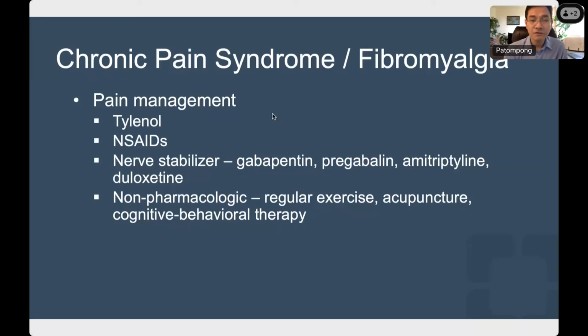I also always encourage my patient to try non-pharmacological therapy. Something like regular exercise can be helpful. Sometimes if the patient has enough resource or time, I also recommend them to undergo what we call cognitive behavioral therapy with our therapist to help them better deal with their pain long term. And alternative treatment, something like Tai Chi or acupuncture, can be helpful in this situation as well.